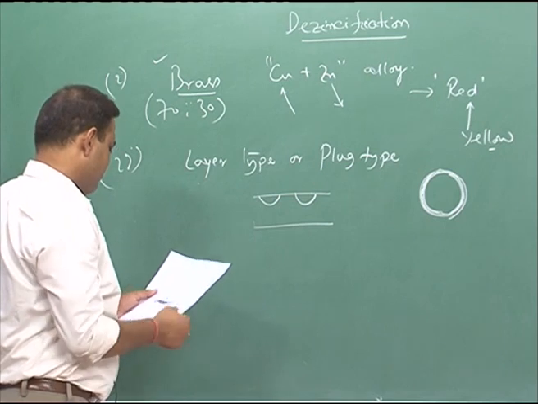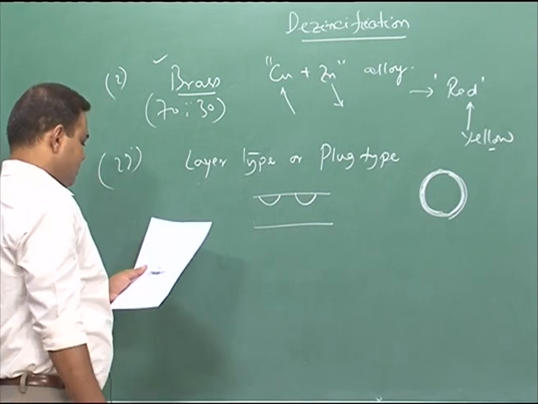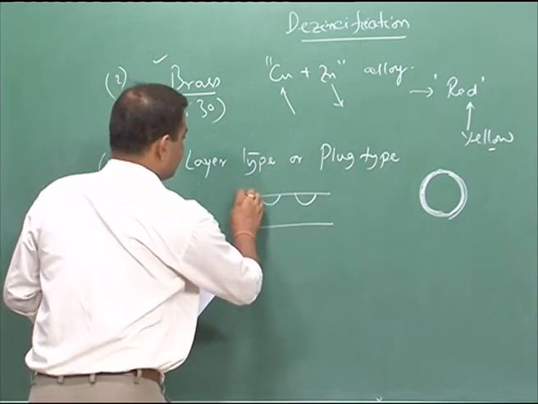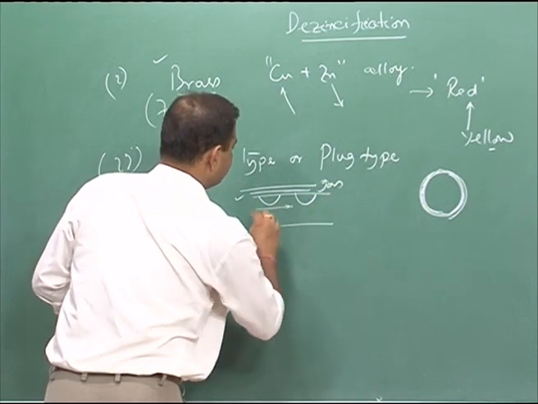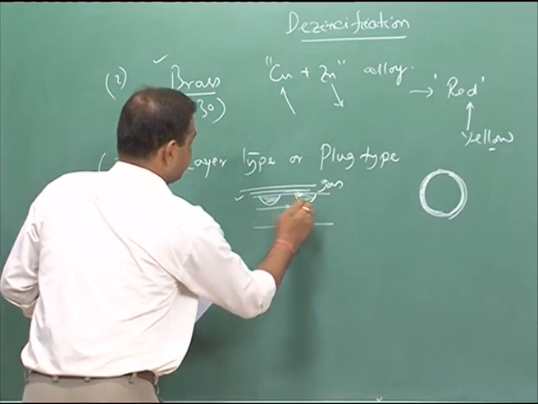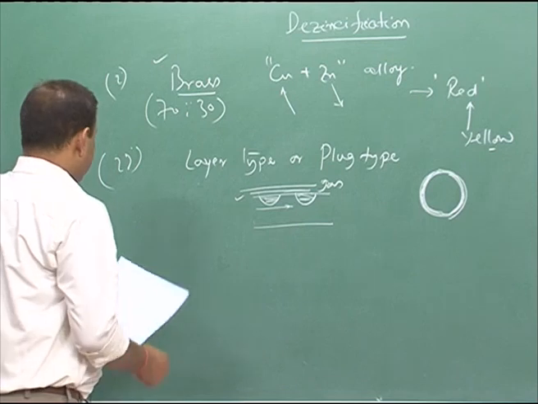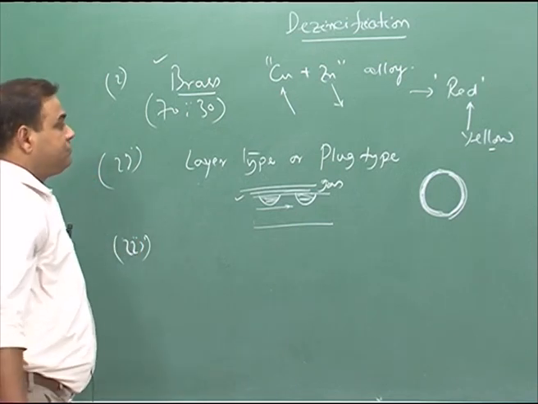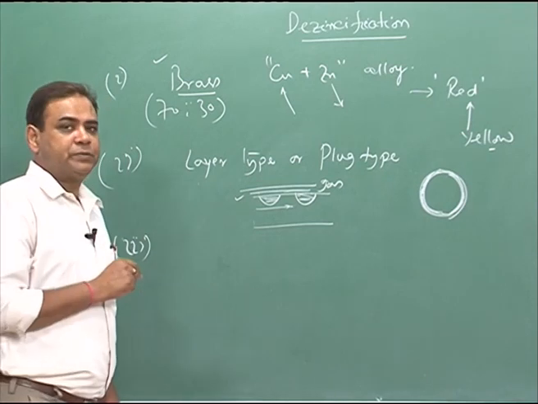This happens in case of a boiler water pipeline, handling hot gas outside and water inside, and that time the plug type de-zincification happens. That means it is localized. So, if we have de-zincification, then the surface becomes enriched with copper.